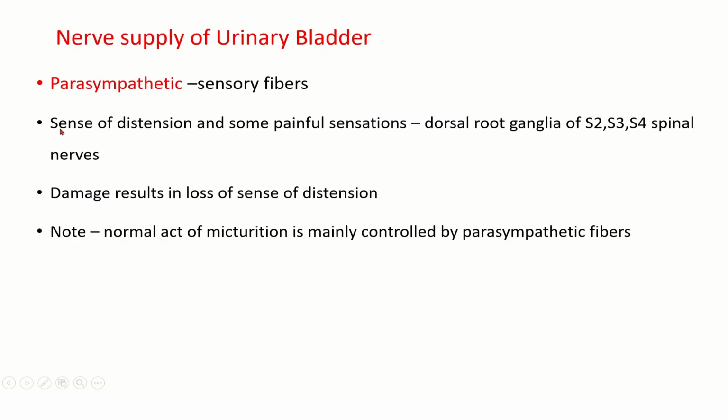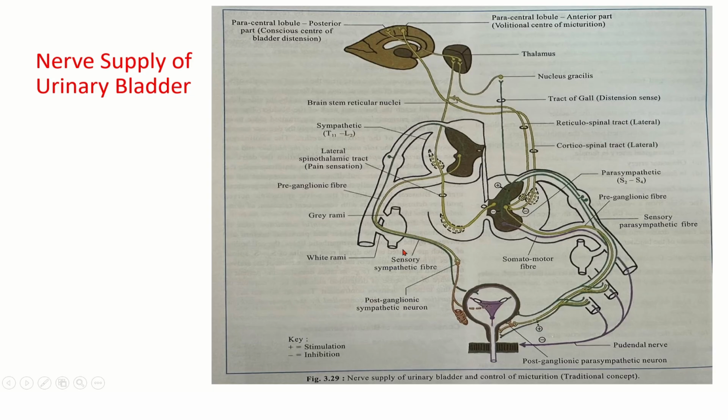Parasympathetic sensory fibers carry the sense of distension and some painful sensations. Their cell bodies are located in the dorsal root ganglia of S2, S3, S4 spinal nerves. Damage results in loss of sense of distension. The normal act of micturition is mainly under control of the parasympathetic fibers. Now we have to deal in detail with this nerve supply, bladder reflex mechanisms and all those things. I will take some time to describe this.